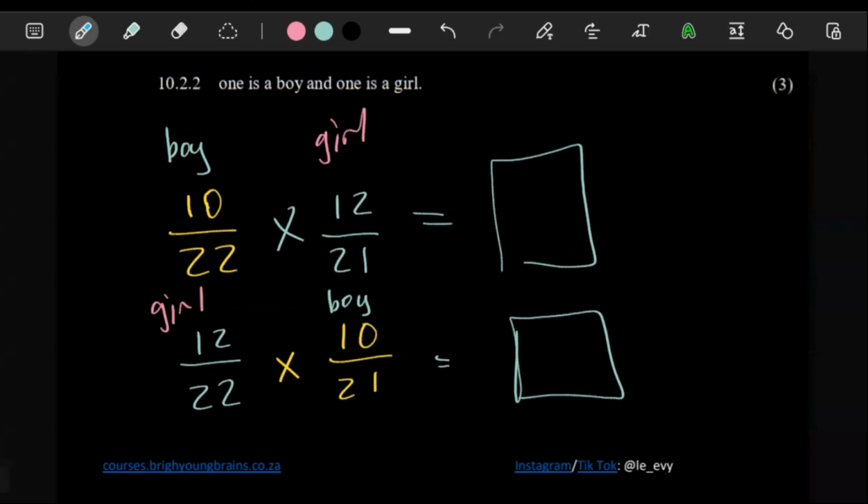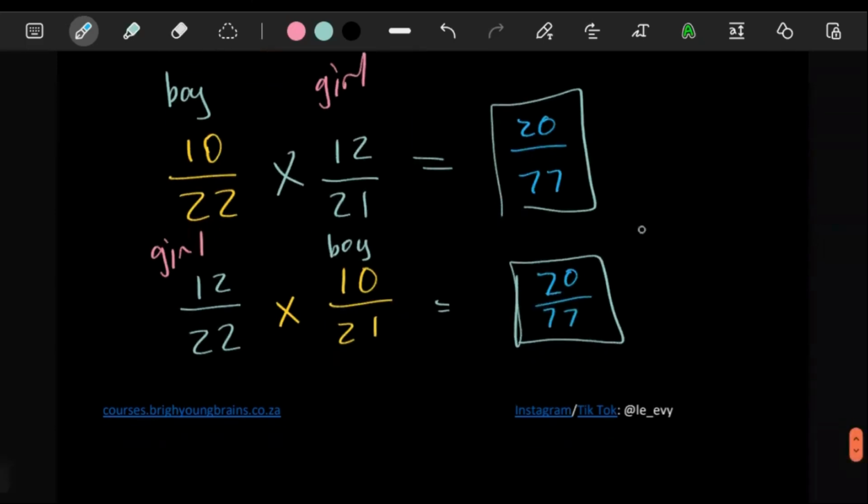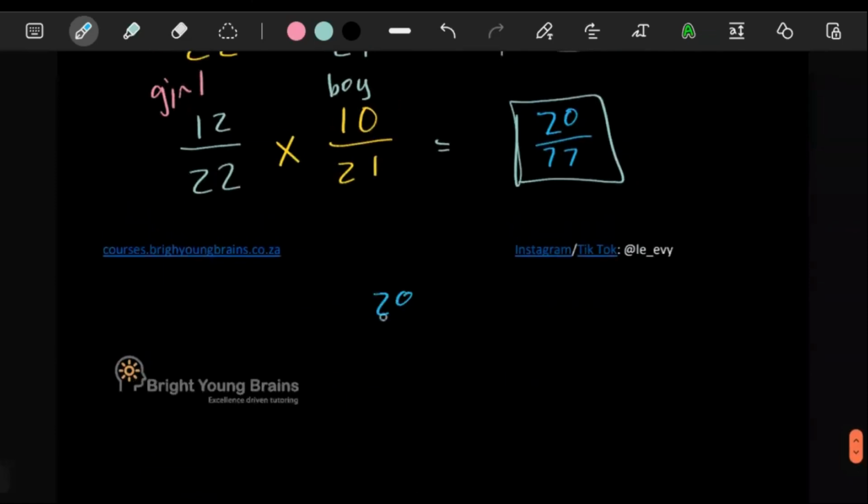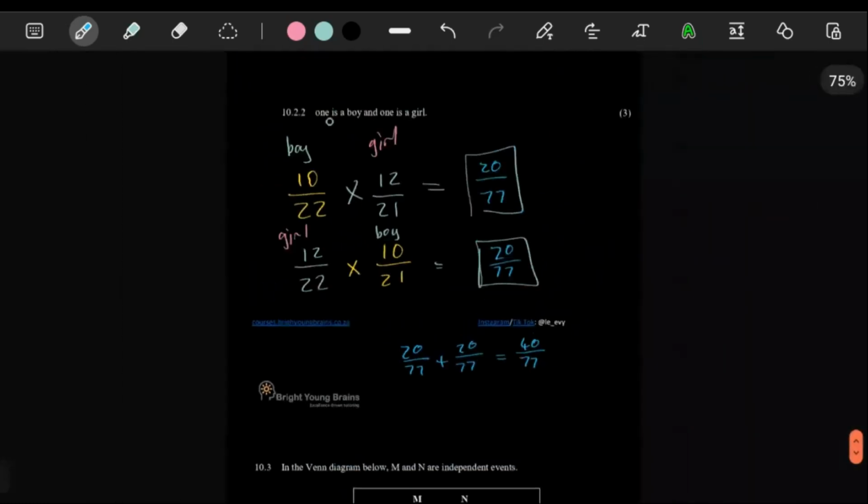So let's put those in the calculator. 10 over 22 times 12 over 21. So this is giving us 20 over 77. The bottom part, we have here 12 over 22 multiplied by 10 over 21. So that's going to give us, again, 20 over 77. Well, that's just a coincidence. So the 20 over 77, we have to add those up together. So this is going to be 20 over 77 plus 20 over 77. This is giving us 40 over 77. So 40 over 77 is the probability that we get one boy and one girl.